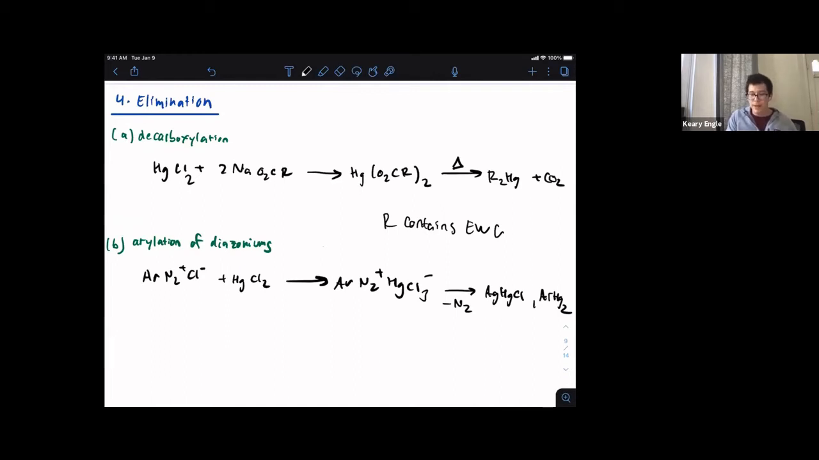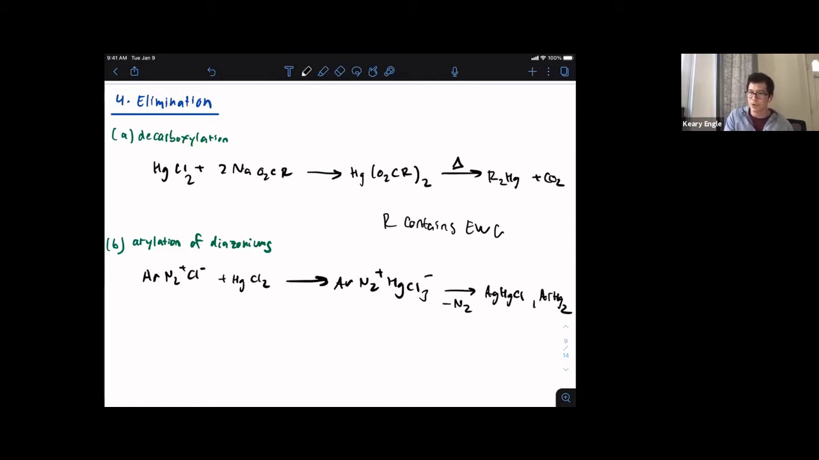Okay, and then the fourth category of reactions to generate organometallic species are elimination processes. These are a little bit less commonly encountered in your day-to-day synthetic pursuits. The first type are decarboxylation processes. Here, this is illustrated with some reactivity in the organomercury field.